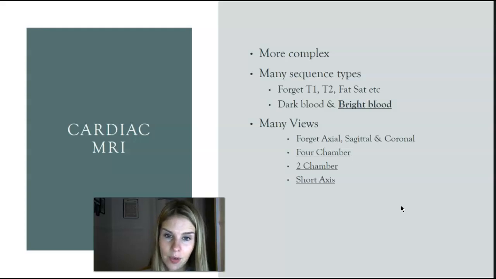But in cardiac MRI, we only really do axial, sagittal and coronal to plan our images, and then we move on to much more specific views. So what we tend to name the views are based on what we can see. There are so many different views that we do to look at lots of different things, but I'm just going to focus on 3 today that give us some good information. We're going to be looking at a 4-chamber view, a 2-chamber view and a short axis view, just for the purpose of this lecture.